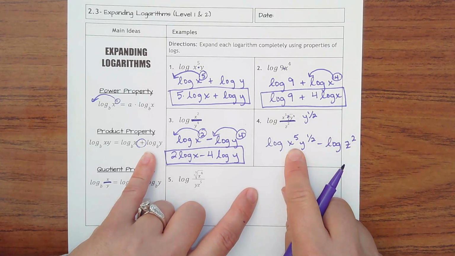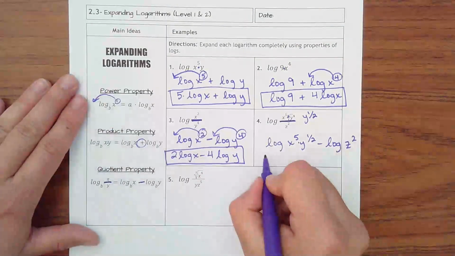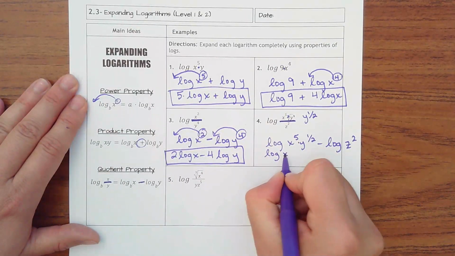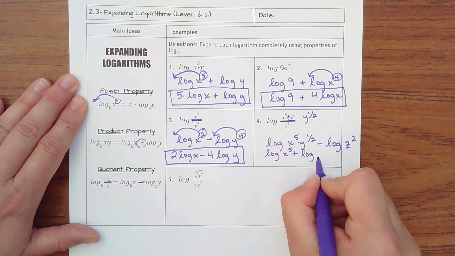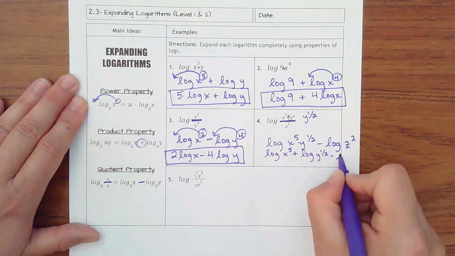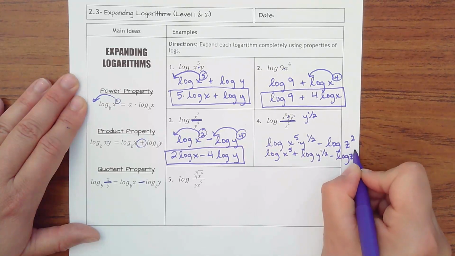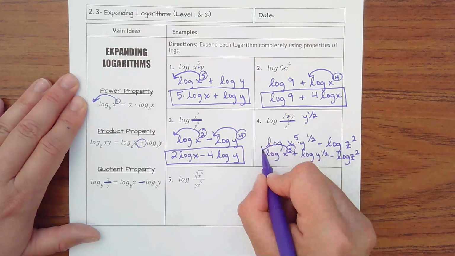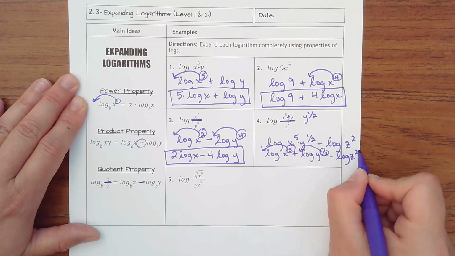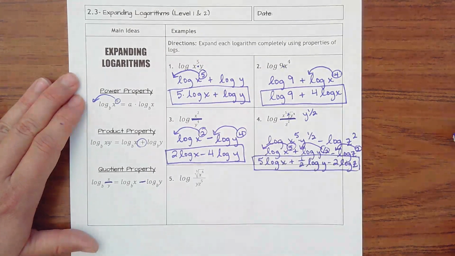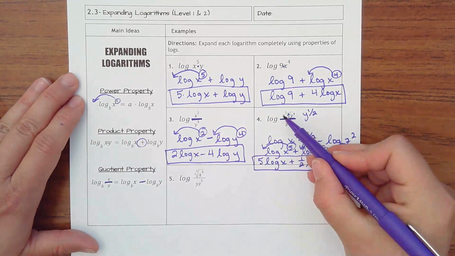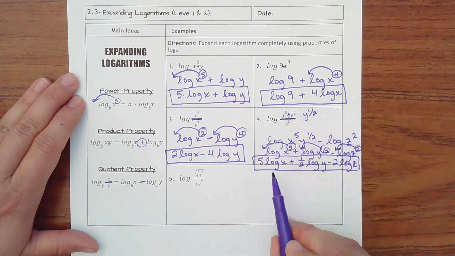Then these I want to split up since there's multiplication, so I'll have log x to the 5th plus log y to the 1/2 minus log of z squared, and then every power gets moved in front of its log. And that would be your answer. So it's pretty much however many parts that you see, different terms that you see, is how many different logs you should have.